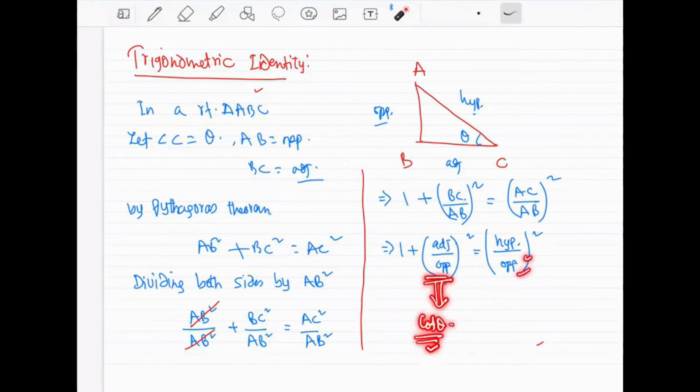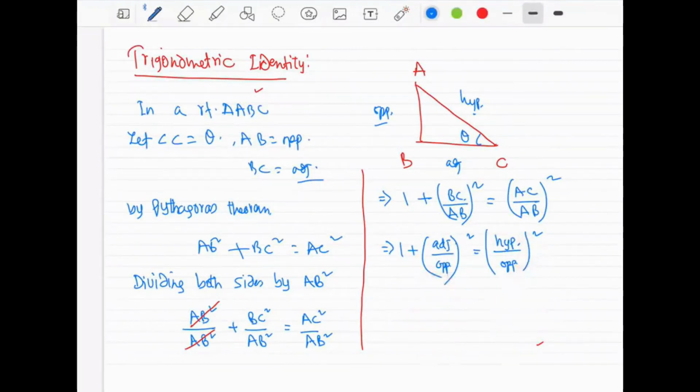What about hypotenuse by opposite? You know opposite by hypotenuse, right? Sin theta is equal to opposite by hypotenuse. But if we have hypotenuse by opposite, it will be the reciprocal of sin theta, which is cosec theta. Okay, this is cosec. I'm just mentioning the part inside the bracket. We will put the square later on. Adjacent by opposite, we will replace it as cot theta. Hypotenuse by opposite, we will replace it as cosec theta.